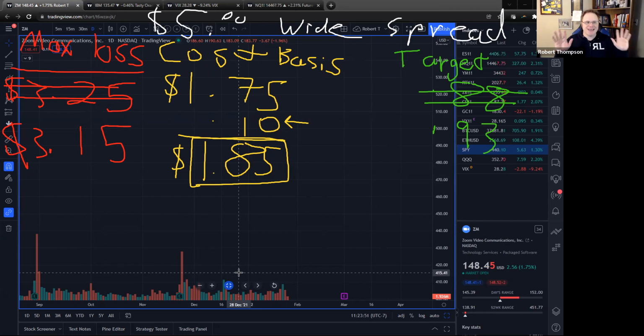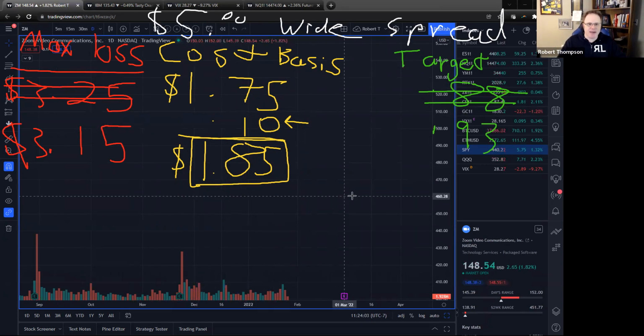When you add up all these advantages, for me personally, rolling a credit spread for a credit is a no-brainer. I will do it 10 times out of 10. I don't care what the chart looks like. If I can roll a credit spread forward in time for a credit, it's going to happen because there's way too many good things that happen when I do that.